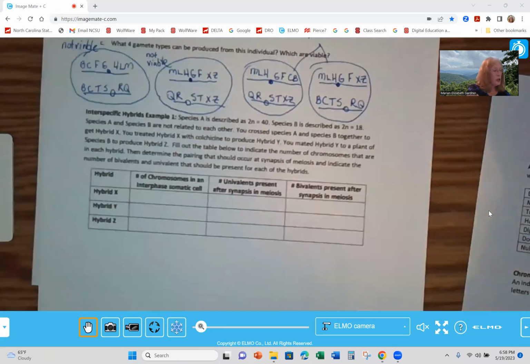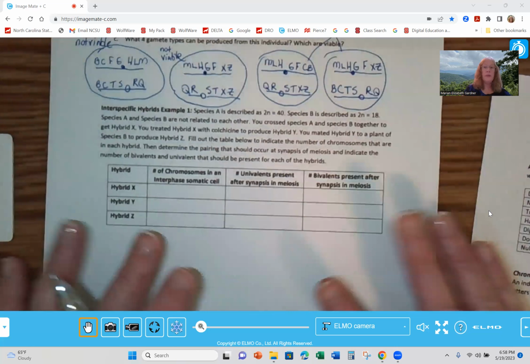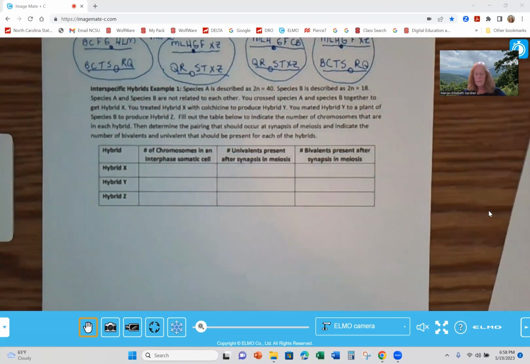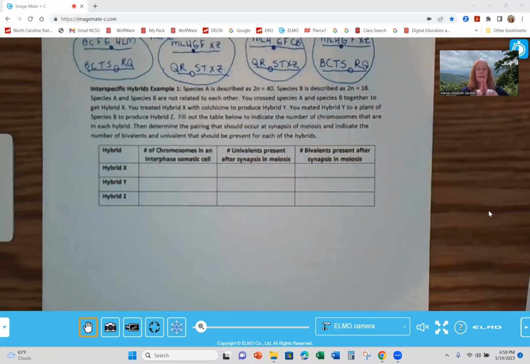In the lectures, we talked quite a bit about the production of amphidiploids. These are in plants because we can mess with chromosomes and double chromosomes in plants and they survive. It's harder to do that in animals. But with the amphidiploids, we're looking at mating two species together, getting a sterile F1, doubling the chromosomes with colchicine to get a fertile plant.